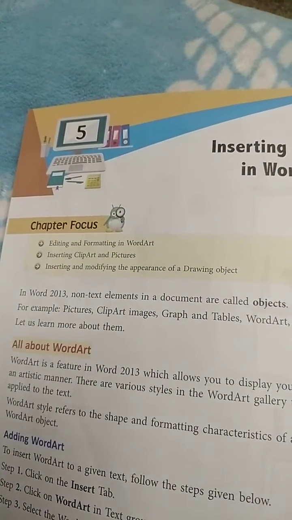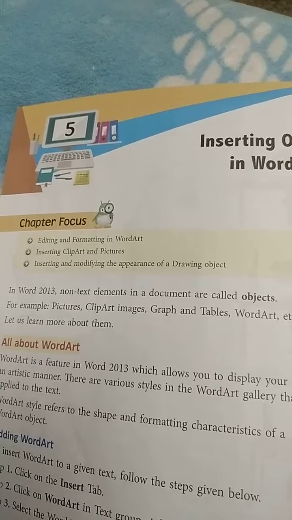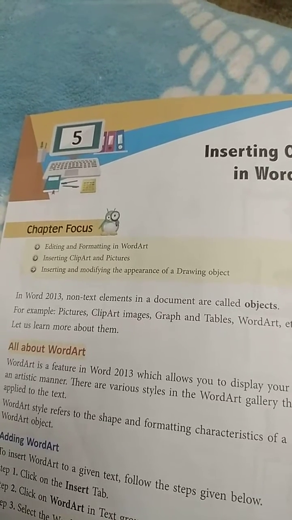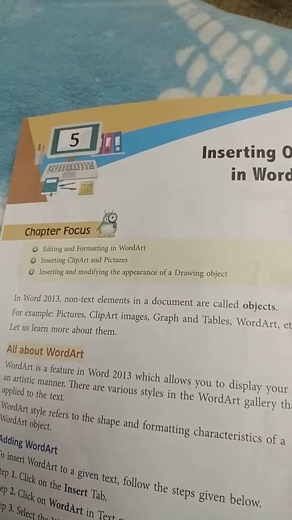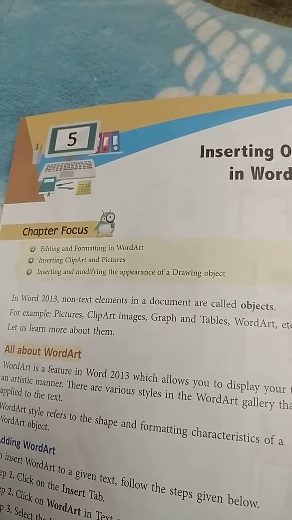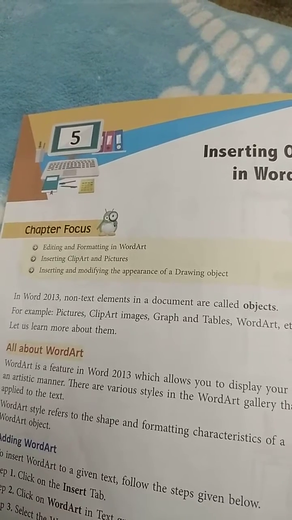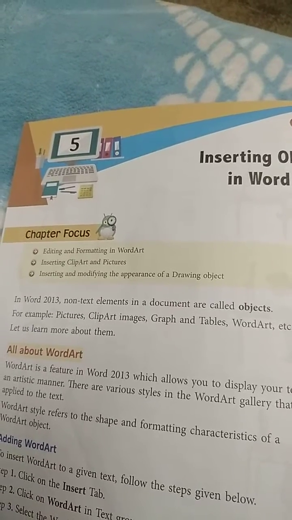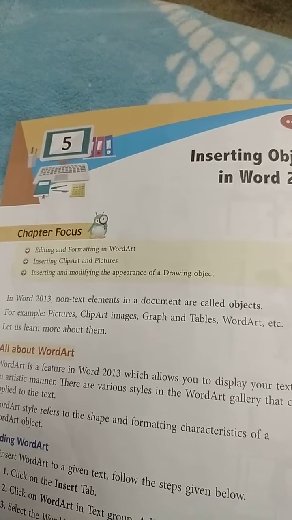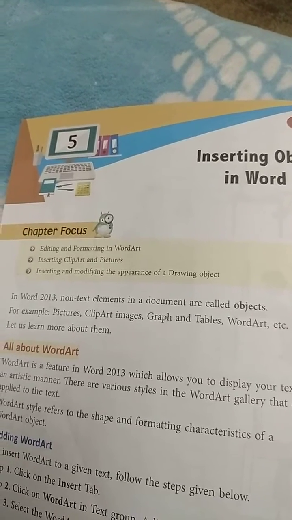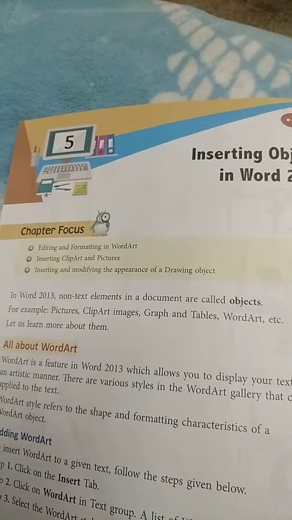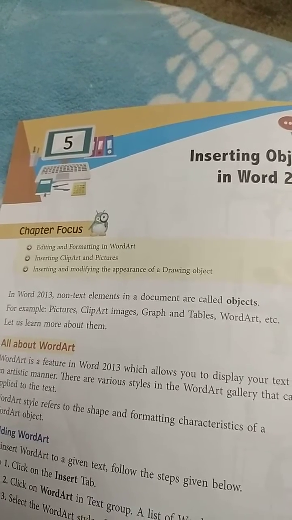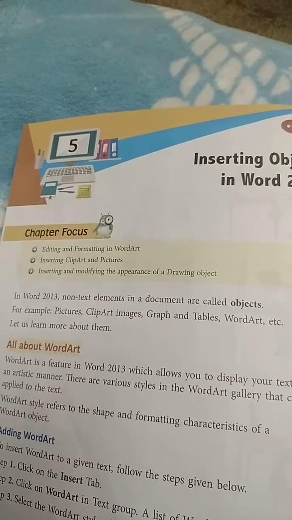In Word 2013, non-text elements in a document are called objects. Non-text means no numbers or alphabets. That means, for example, pictures, clip art images, graphs, or else any tables which you have written, or else word art, all these are called as objects, which are not text. All those are objects.